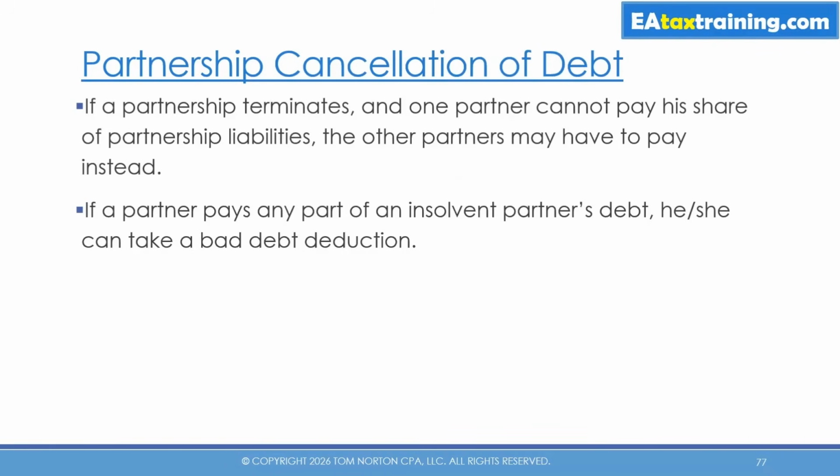Partnership cancellation of debt. We talked about this in our last video when we talked about deductions, bad debt deductions. But as a reminder, if a partnership terminates and one partner cannot pay his share of partnership liabilities, the other partners may have to pay instead. If they do that and that other partner is insolvent, then they can take a bad debt deduction for the amount of that other partner's debt that they had to pay.